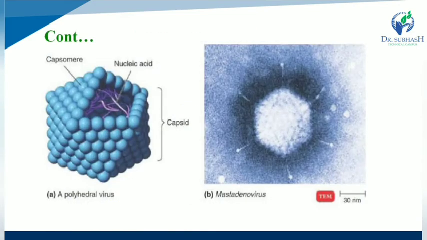So that is figure A, the polyhedral virus. In a polyhedral virus, the capsid is present, its subunits are called capsomers, and the nucleic acid is present in filament form. On the other side, the mastadenovirus is present, with a diameter of about 30 nanometers.